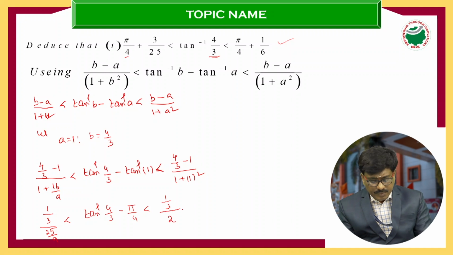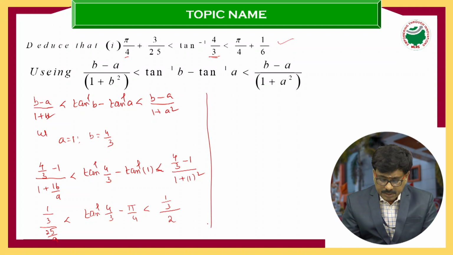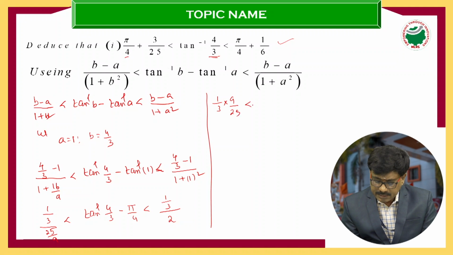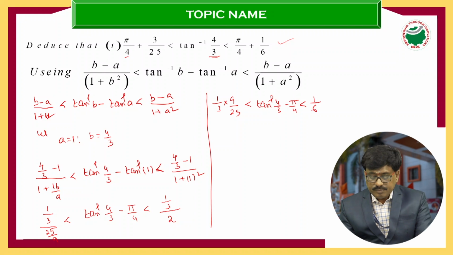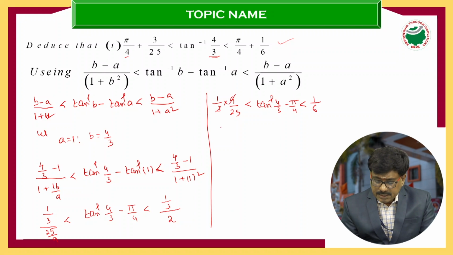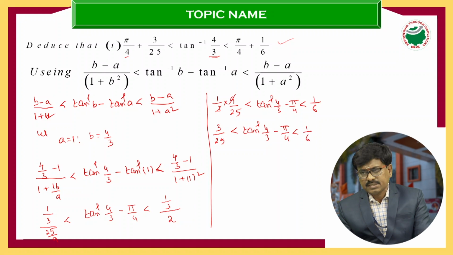Let me simplify this result. What happens? 1 by 3 into 9 by 25 less than tan inverse of 4 by 3 minus pi by 4 less than 1 by 6. This gets cancelled. This becomes 3 by 25 less than tan inverse of 4 by 3 minus pi by 4 less than 1 by 6.